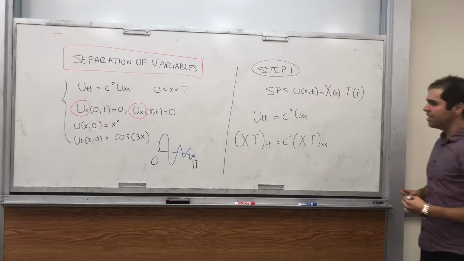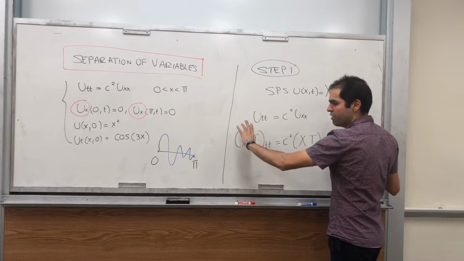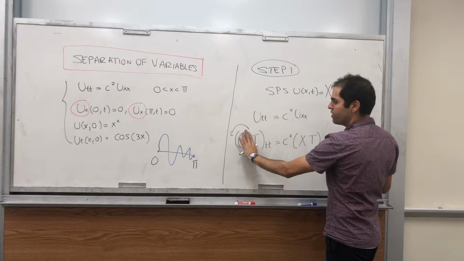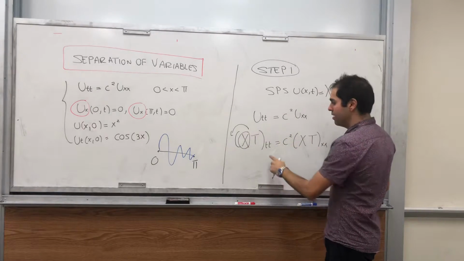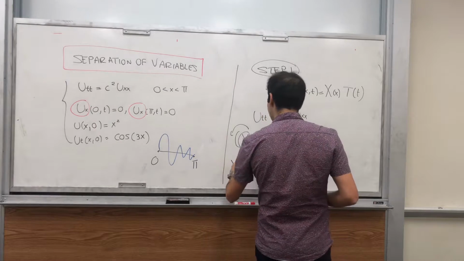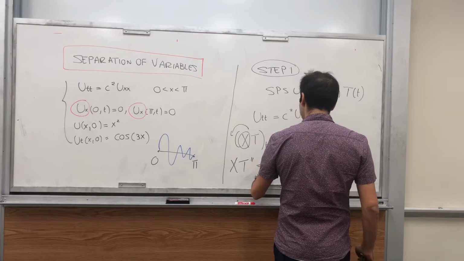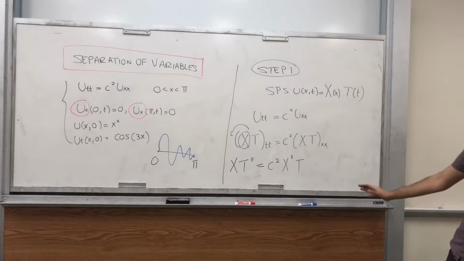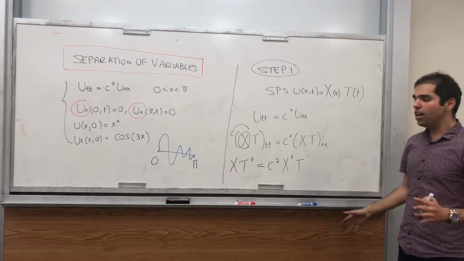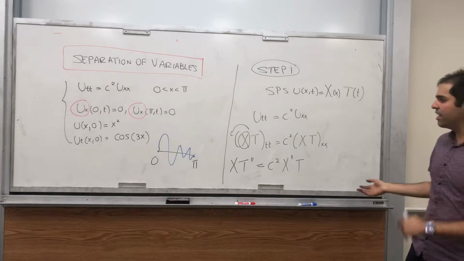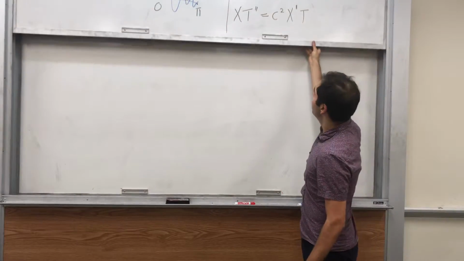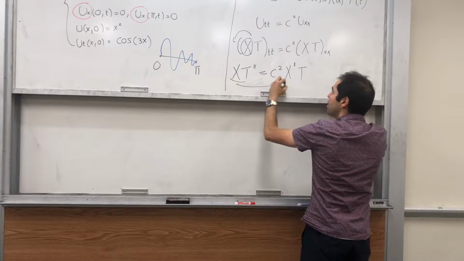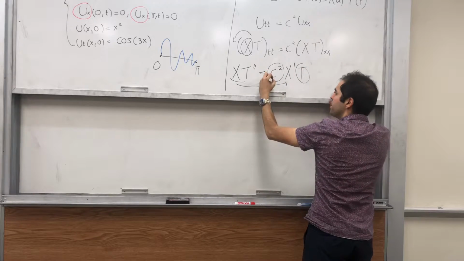But what's nice is, X is a constant with respect to t, so it comes out. And the derivative of T with respect to t is just T prime, so here T double prime. So what you end up getting is X T double prime equals c squared X double prime T. Then all you have to do is rearrange this equation until all the t's are on one side and all the x's are on the other side. So let's do that. For instance, let's divide this equation by X and put the other terms there.